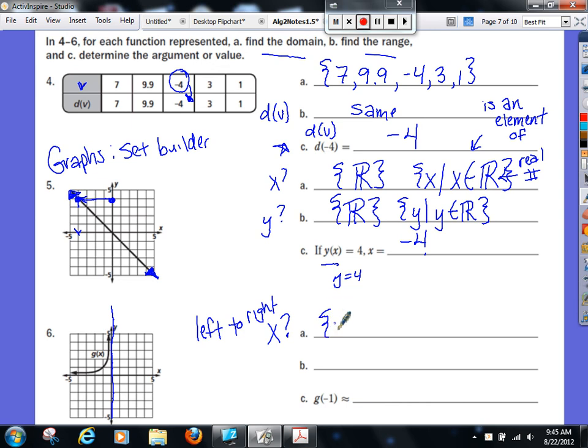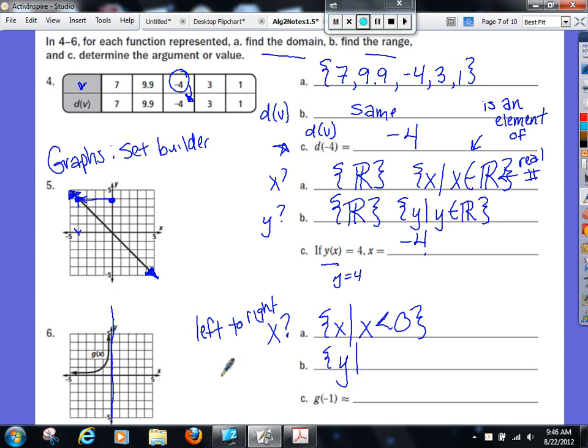This is going to be set of all x such that I need numbers for x that are less than 0. I don't believe it will ever touch 0. It looks like it's getting really, really close to 0, but it will never touch it. So the only thing I can plug into this function will be negative numbers. How about y? Set of all y such that.